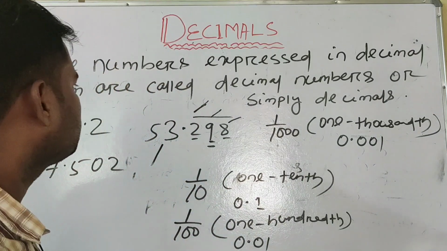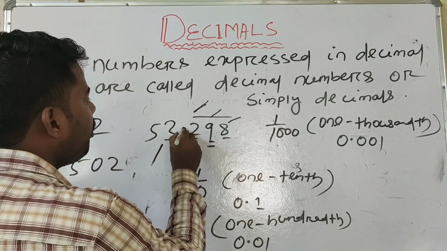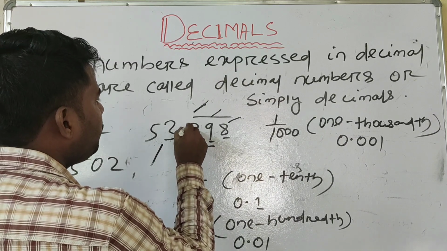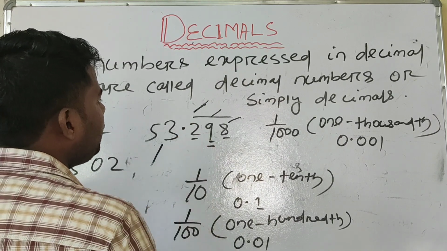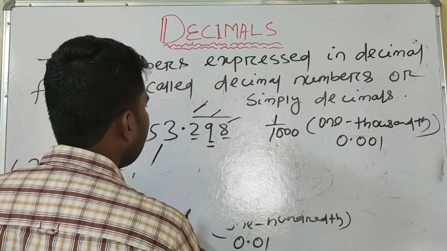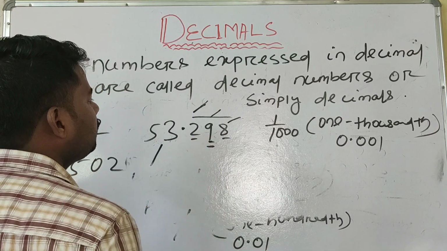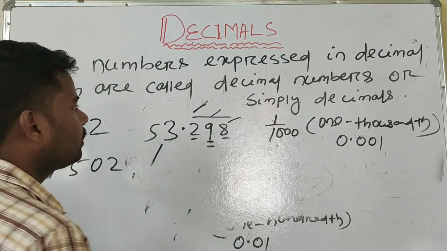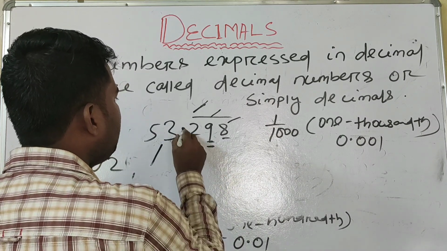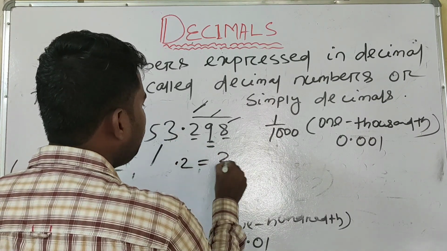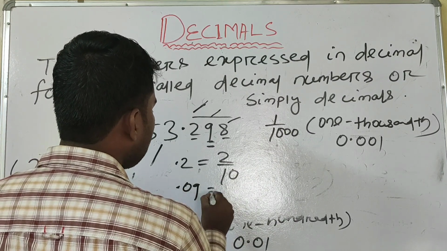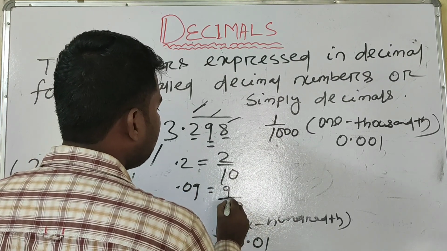So 0.2 means 2/10: a block of unit divided into 10 parts, taking 2 of them. And 0.09 means 9 by 100: a unit divided into 100 parts, taking 9. So 0.2 we can write as 2 by 10, and 0.09 we can write as 9 by 100.